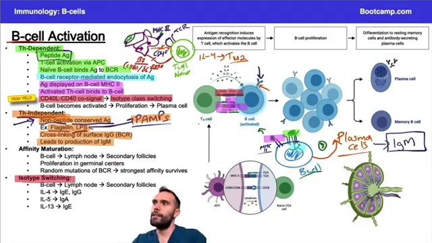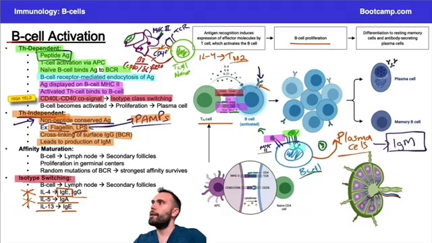So for example, if this T helper cell releases interleukin 4, that will stimulate mostly IgE, but also some IgG response. Interleukin 5 is going to be IgA. Interleukin 13 is also IgE. So just make sure you're familiar with these, particularly interleukin 4 and interleukin 5, probably being the two big ones I would remember. Once that happens, those B cells can then go on to proliferate.